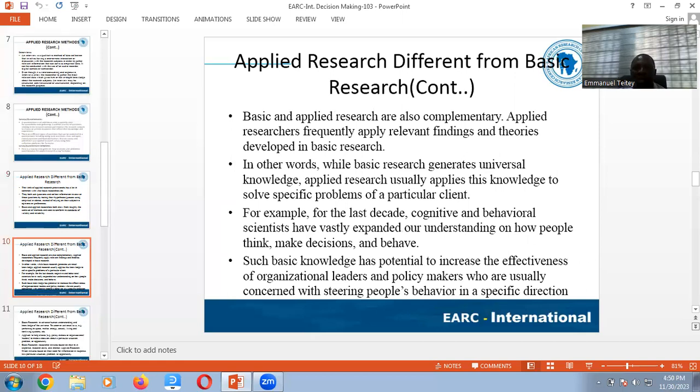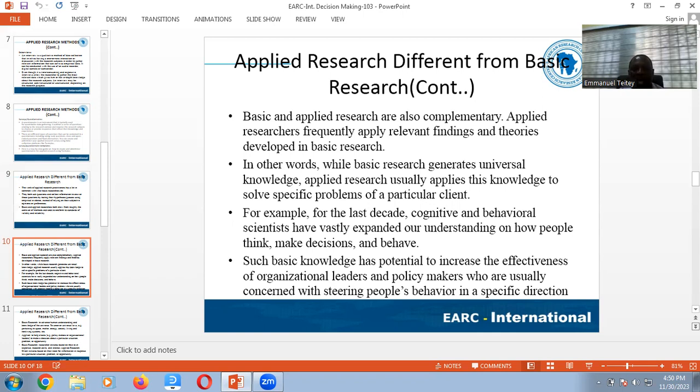Difference between basic and applied research continues. Basic and applied research are also complements. Applied researchers frequently apply relevant findings and theories developed in basic research. In other words, while basic research generates universal knowledge, applied research usually applies this knowledge to solve specific problems of a particular time.